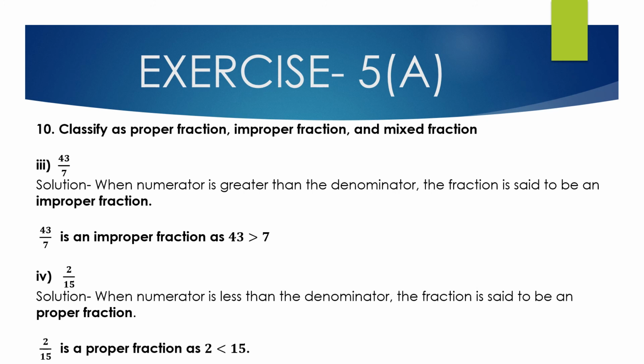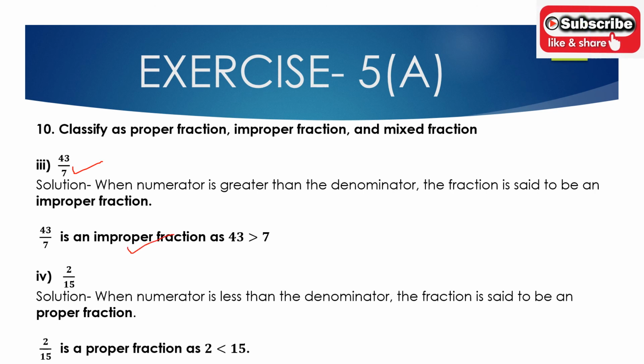Now solve the third bit. Third bit is 43 divided by 7. We know when a numerator is greater than the denominator, then that fraction is said to be an improper fraction. Here numerator is 43 and denominator is 7. Numerator 43 is greater than denominator 7, so this is an improper fraction.